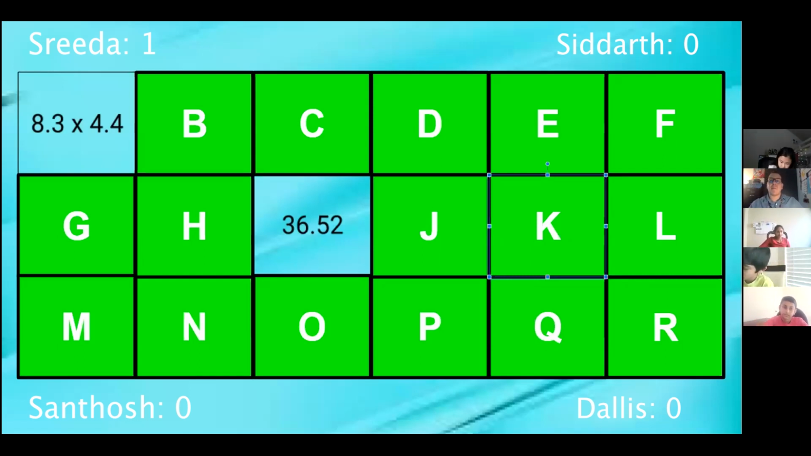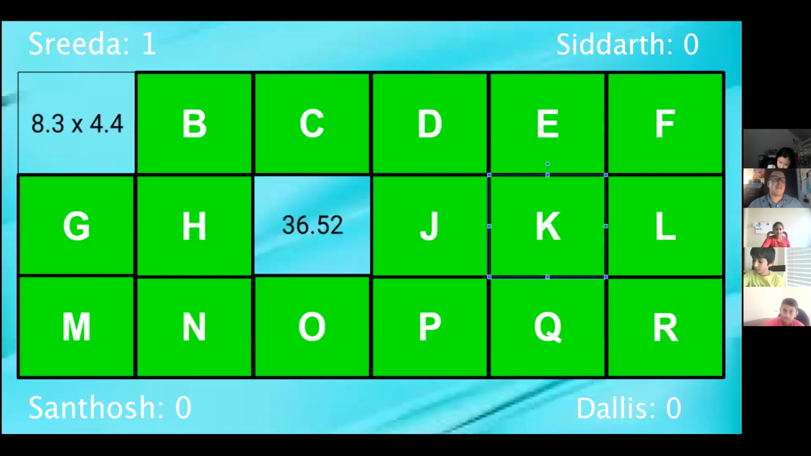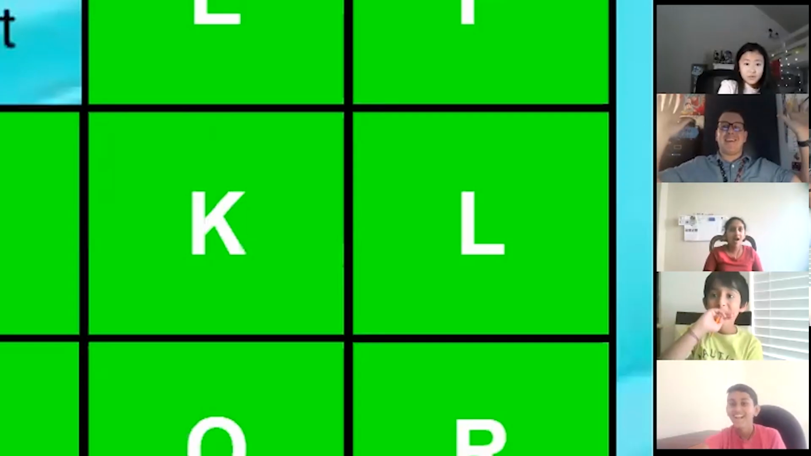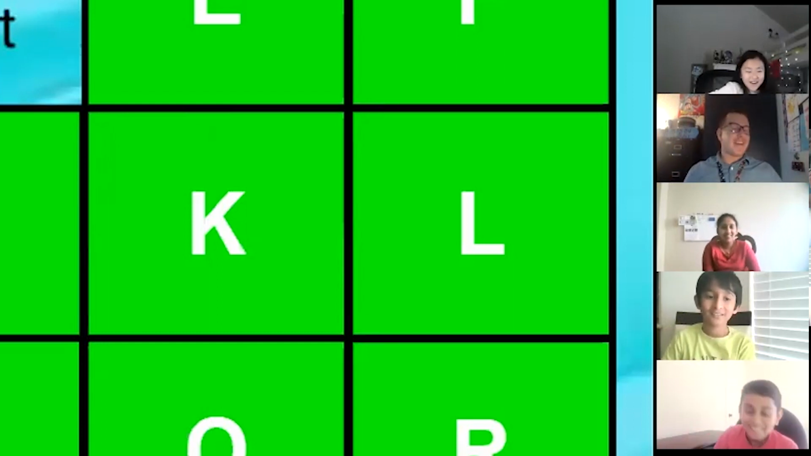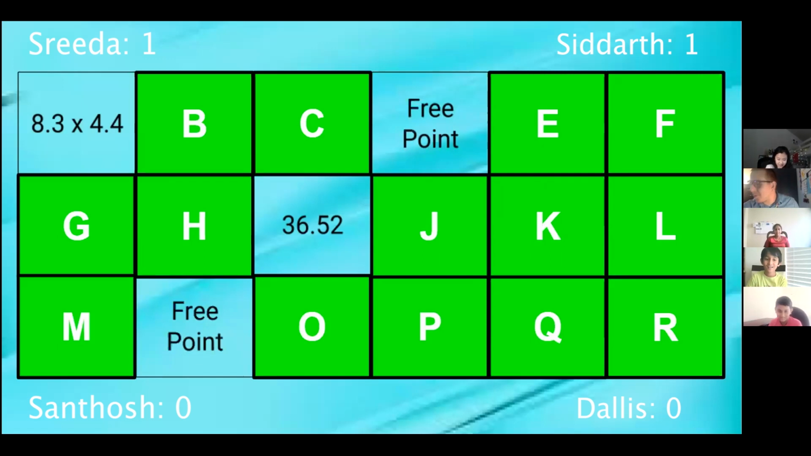What do you think? I would like to open N and D. N and D. So N is going to be the free point. Let's see if Siddharth got the other free point. He did it! He got the free point! How did you have such good luck? Wow. So Siddharth is on the board with a point, and he gets to go again. Let's see if he can widen his lead.